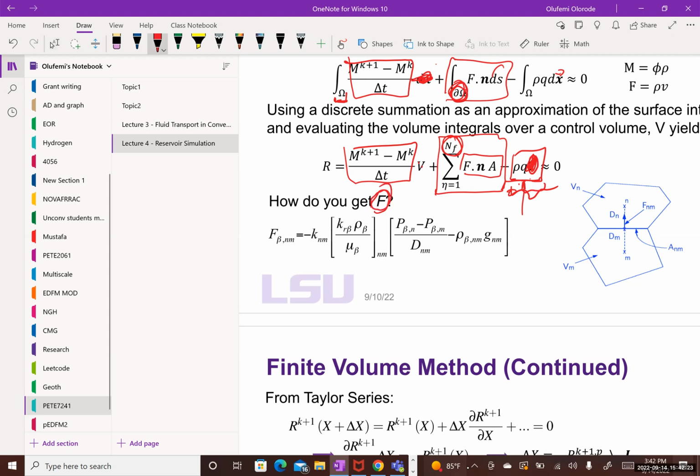How do you get F? Flux, right? Rho V. You already know the equation for V. That's the equation. Multiply by rho. That's what this is.